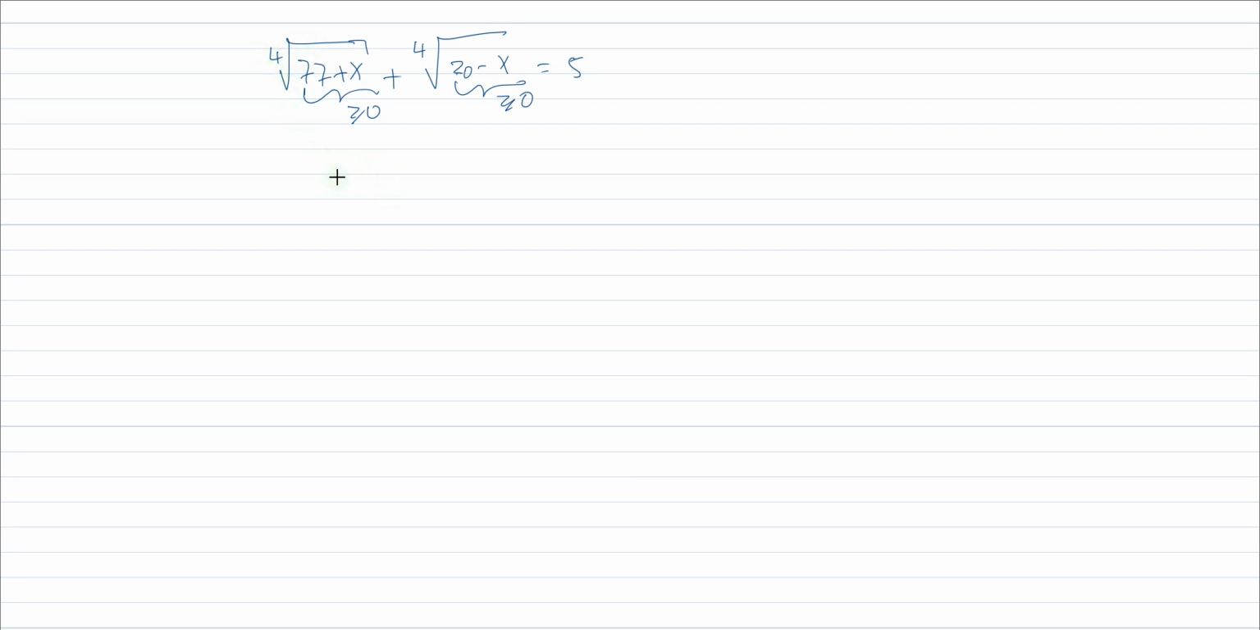Okay, so now 77 plus x must be greater than or equal to 0, and 20 minus x greater than or equal to 0. Here we're going to have x greater than or equal to negative 77, and then here negative x greater than or equal to negative 20. Multiplying by negative 1, x will be less than or equal to 20. So representing it, we're going to have negative 77 and then 20 here.